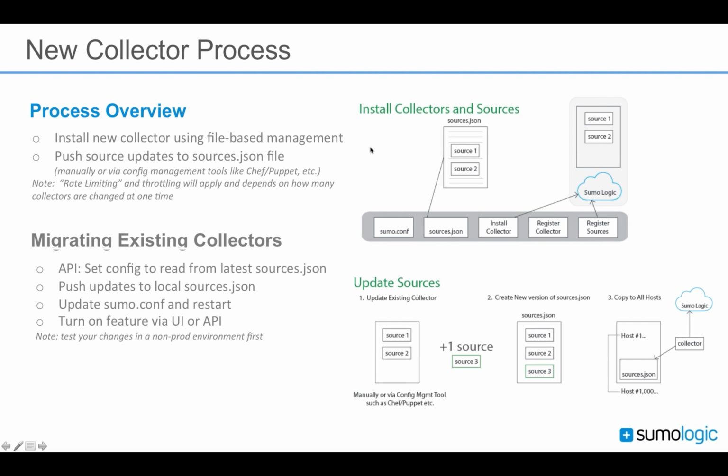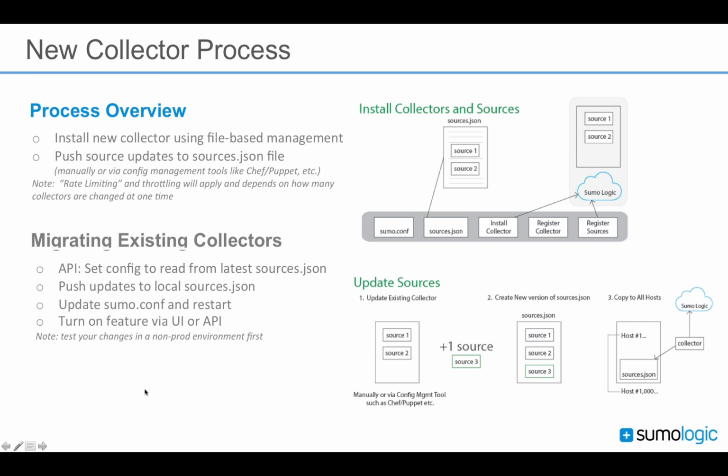Okay, so right here I also have this content here. As you can see, installation across whether it's API or the UI or local file-based configuration, you can install your collectors and sources through this method on the top right here. The sources.json file will get pushed updates to your sources. So here we have an existing two sources, source 1 and source 2. And when you install the collector, Sumo Logic recognizes this. And as you register the collector and register your sources, Sumo Logic will keep track of this.